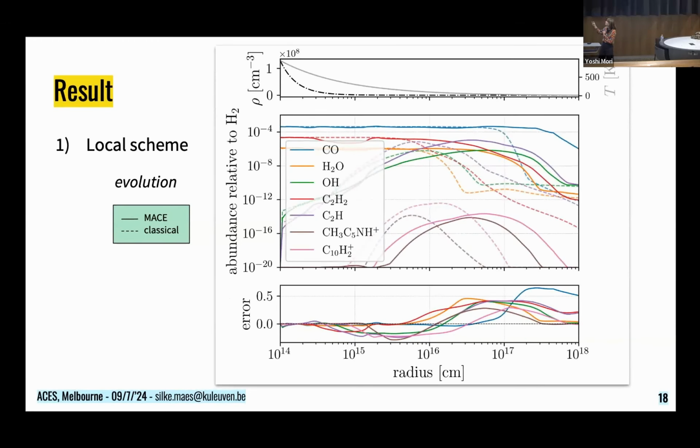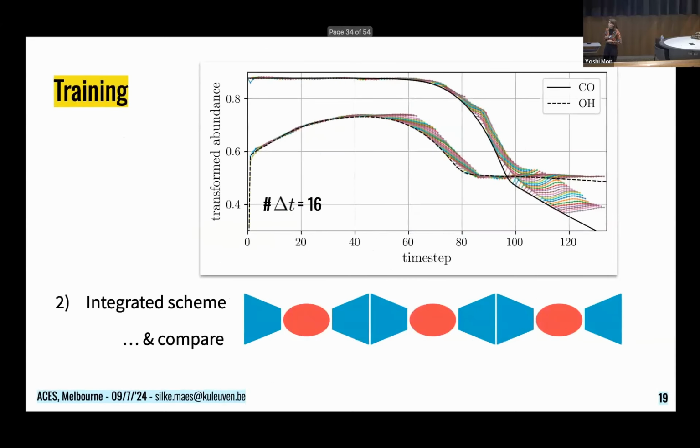However, if we start off with the real abundances at the beginning of our outflow and just let MACE do the whole thing, you can see that we diverge from our chemical kinetics models. Hence, we found that this local training scheme is not working to accurately predict the evolution of the chemical species in the outflows. Therefore, we turn to this integrated training scheme.